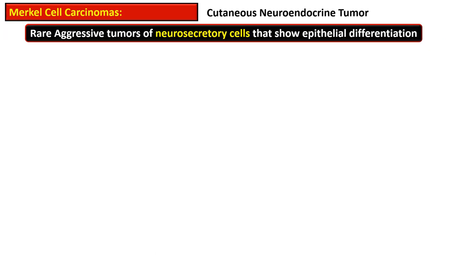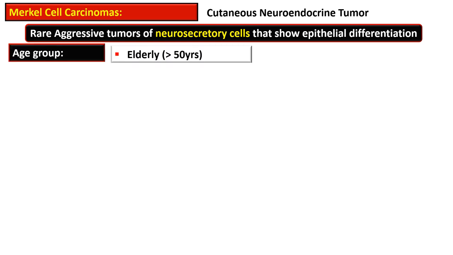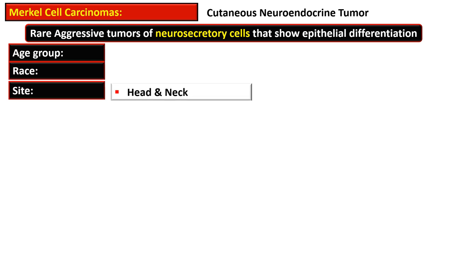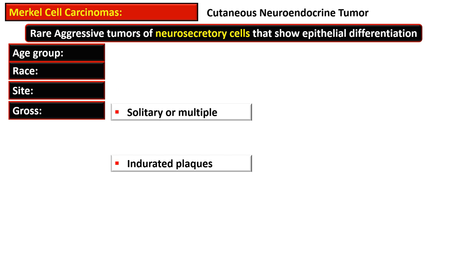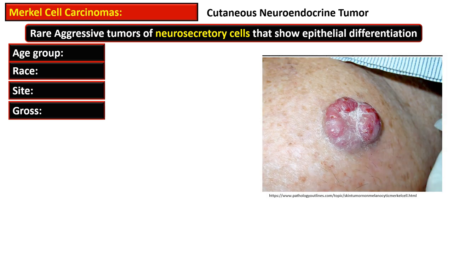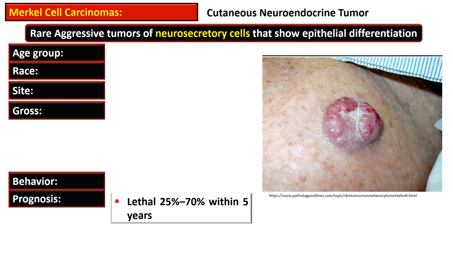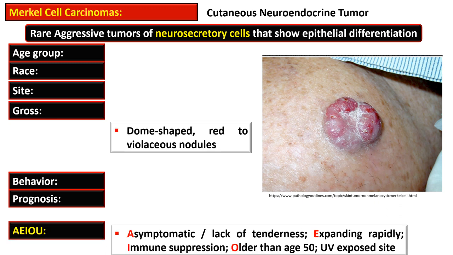Merkel cell carcinoma is also termed cutaneous neuroendocrine tumor. It is a rare aggressive tumor of neurosecretory cells that show epithelial differentiation. It is a tumor of elderly people, especially the age group more than 50 years, and it is considered that they are almost exclusively a white race tumor. The common site involved is head and neck, and the gross picture of this lesion can be solitary or multiple. There can be an indurated plaque or a dome-shaped red to violaceous nodule. The behavior is aggressive and it is lethal in 25 to 70% of cases within 5 years.